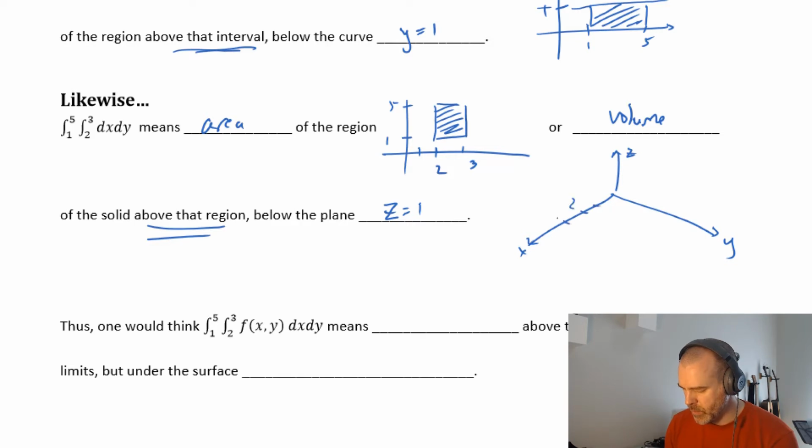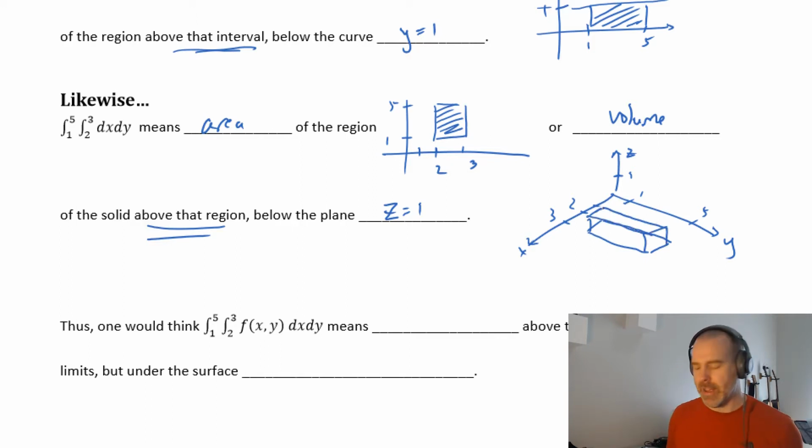So x is going from 2 to 3, and then y is going from 1 to 5. Our domain is then that rectangle in the xy plane, and then we're going to be below the function, the plane z equal 1, which means we're going to end up with a box there.